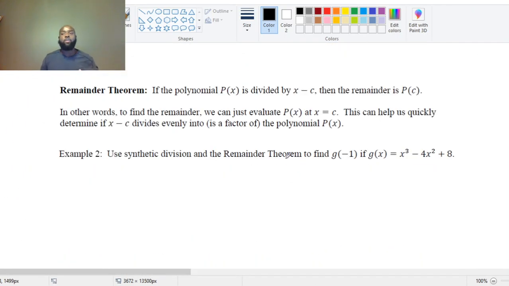Now we're going to talk about some theorems, right? So theorems in math are basically statements that can be proven, all right? And so we have something called the remainder theorem. It says if the polynomial p of x is divided by x minus c, kind of like what we did with synthetic division, then the remainder is actually p of c, right? The remainder is exactly the same as just evaluating that function at c, okay? And so that's what this line right here is basically saying. And so I'm going to use synthetic division and the remainder theorem to find g of negative 1 if g of x equals x cubed minus 4x squared plus 8.